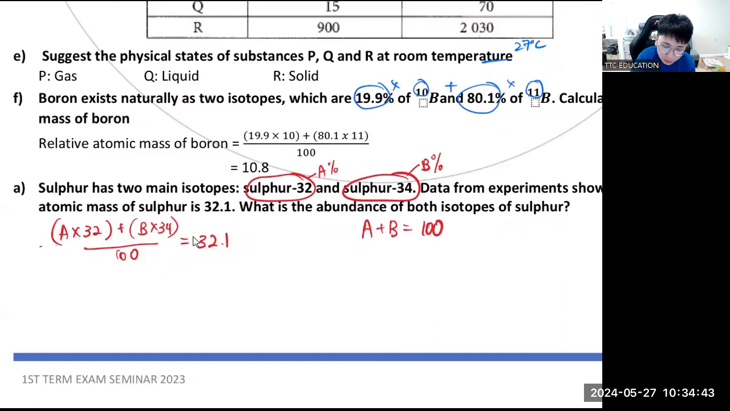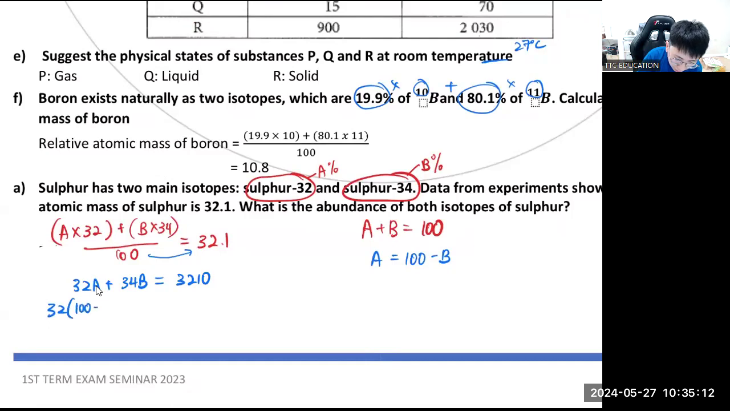Okay, guys, let me do the maths here first. I bring my 100 over. Here is 32A plus 34B equals 3,210. Okay, I multiply by 100 lah. So what we can do is take A plus B equals 100 and put A equals 100 minus B. Right? Then I substitute my A into the 32A. So I get 32 multiply by (100 minus B) plus 34B equals 3210.